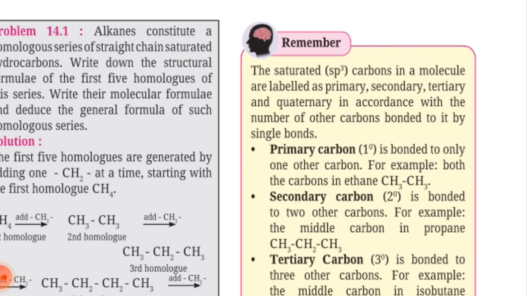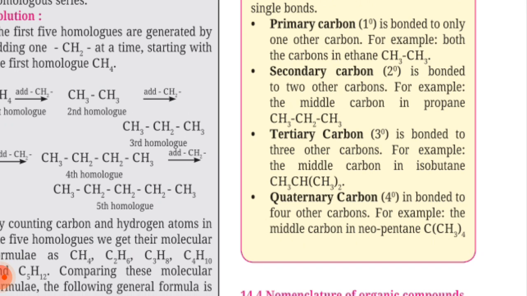Secondary carbon, second degree, is bonded to two other carbons. For example, the middle carbon in propane, CH3CH2CH3. Tertiary carbon, third degree, is bonded to three other carbons. For example, the middle carbon in isobutane, (CH3)3CH. The quaternary carbon, fourth degree, is bonded to four other carbons. For example, the middle carbon in neopentane, C(CH3)4.